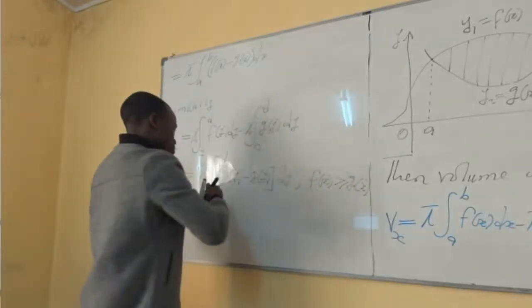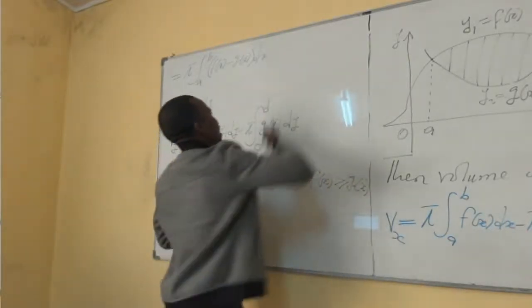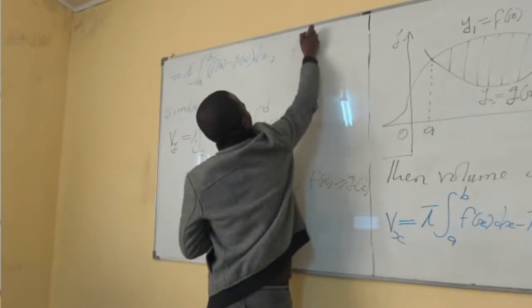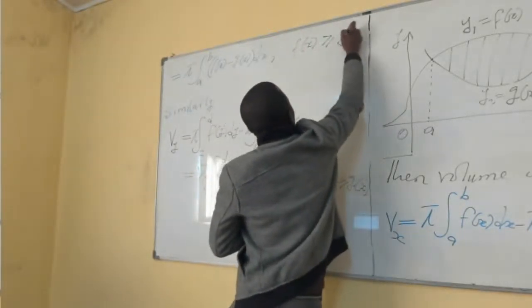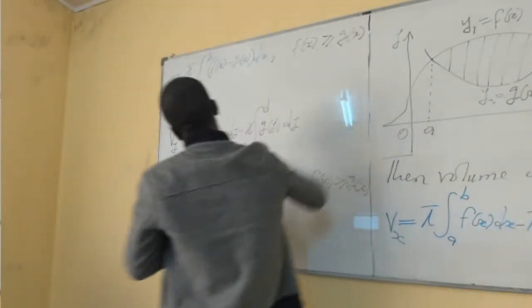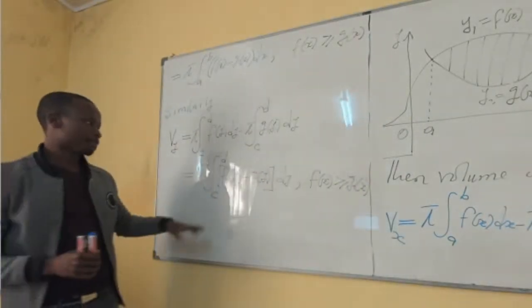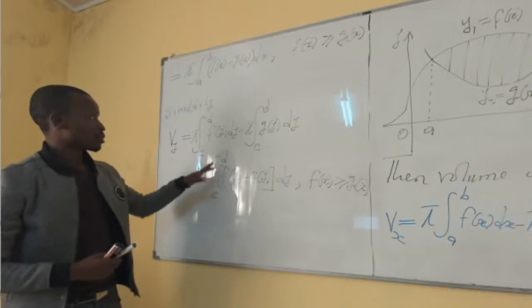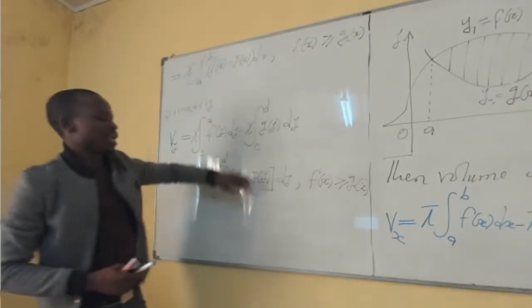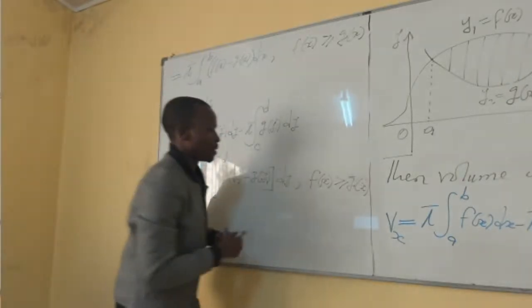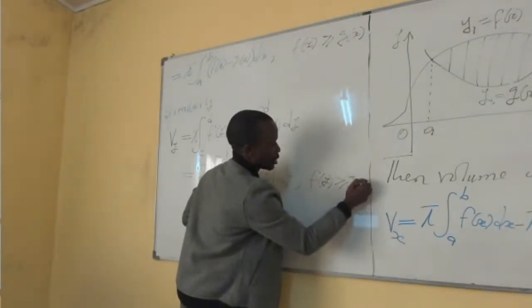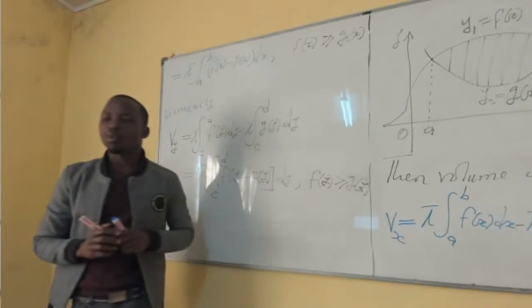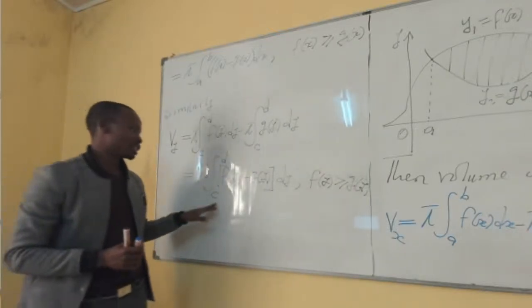Here also, provided this f of x is greater than or equal to g of x for all the values of x in the interval a to b, and here for all the values of y, sorry, it's supposed to be y and y, for all the variable y in the interval c to d.